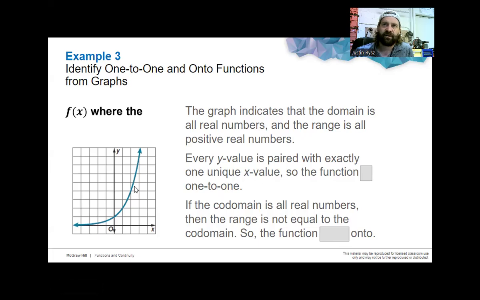You can see there's never a time where our y values are the same. Like if we did a horizontal line, we'd never touch it twice. I mean, technically here it'd be close, but it's not. So the function is 1-to-1. If the codomain is all real numbers, then the range is not equal to the codomain. So the function is not onto.